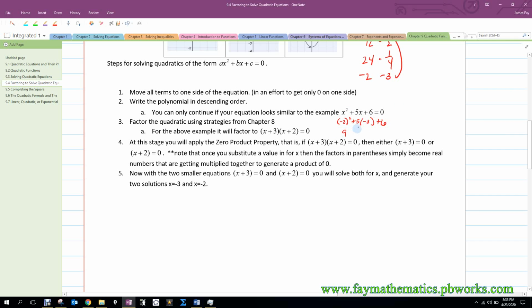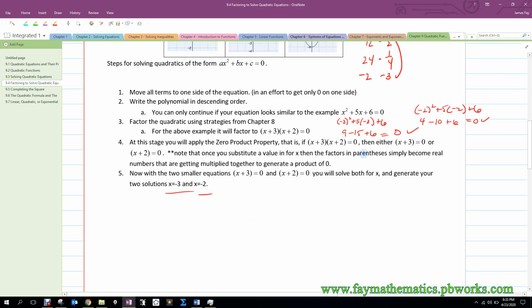So -3 squared is 9. This is -15, and that is plus 6. If I evaluate that, it indeed gives me 0. If I try -2, -2 squared plus 5 times -2 plus 6, that gives me 4 minus 10, so that's -6, plus 6 gives me 0 again. Those are the only two numbers, -3 and -2, that do that.